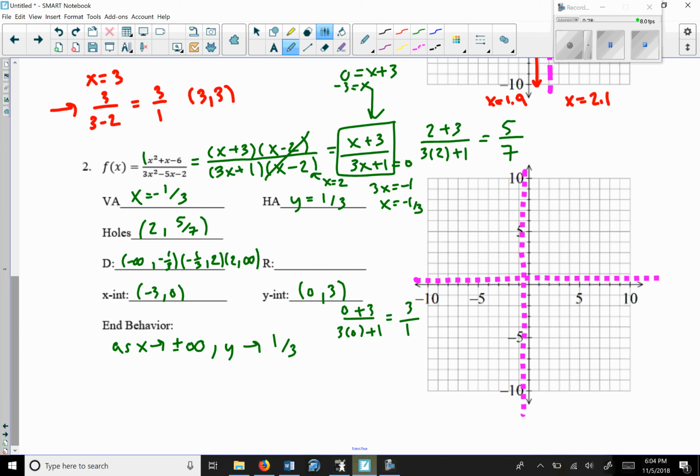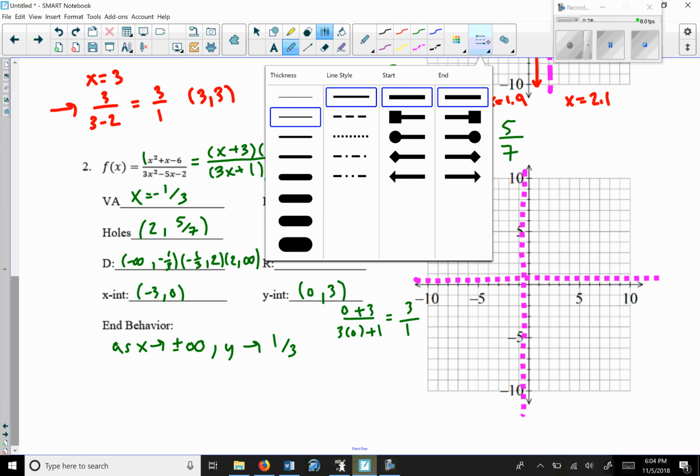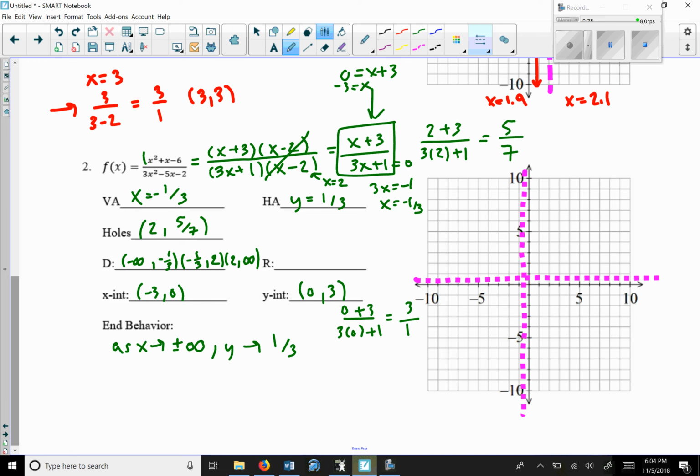So let's go ahead and then look at the graph. For the graph, I have a hole at 2, 5/7. So 1, 2, and 5/7, about 0.7. So it would be somewhere in here, very close to the asymptote. It's kind of hard to draw, so I'm just going to draw an open circle about right there. 5/7 is about 0.71, but it's hard to draw on this graph with this marker that I'm using. Then my y-intercept is at 0, 3, so 1, 2, 3, so that's right here. And I have an x-intercept at -3, 0, so -1, 2, 3, 0 would be here.